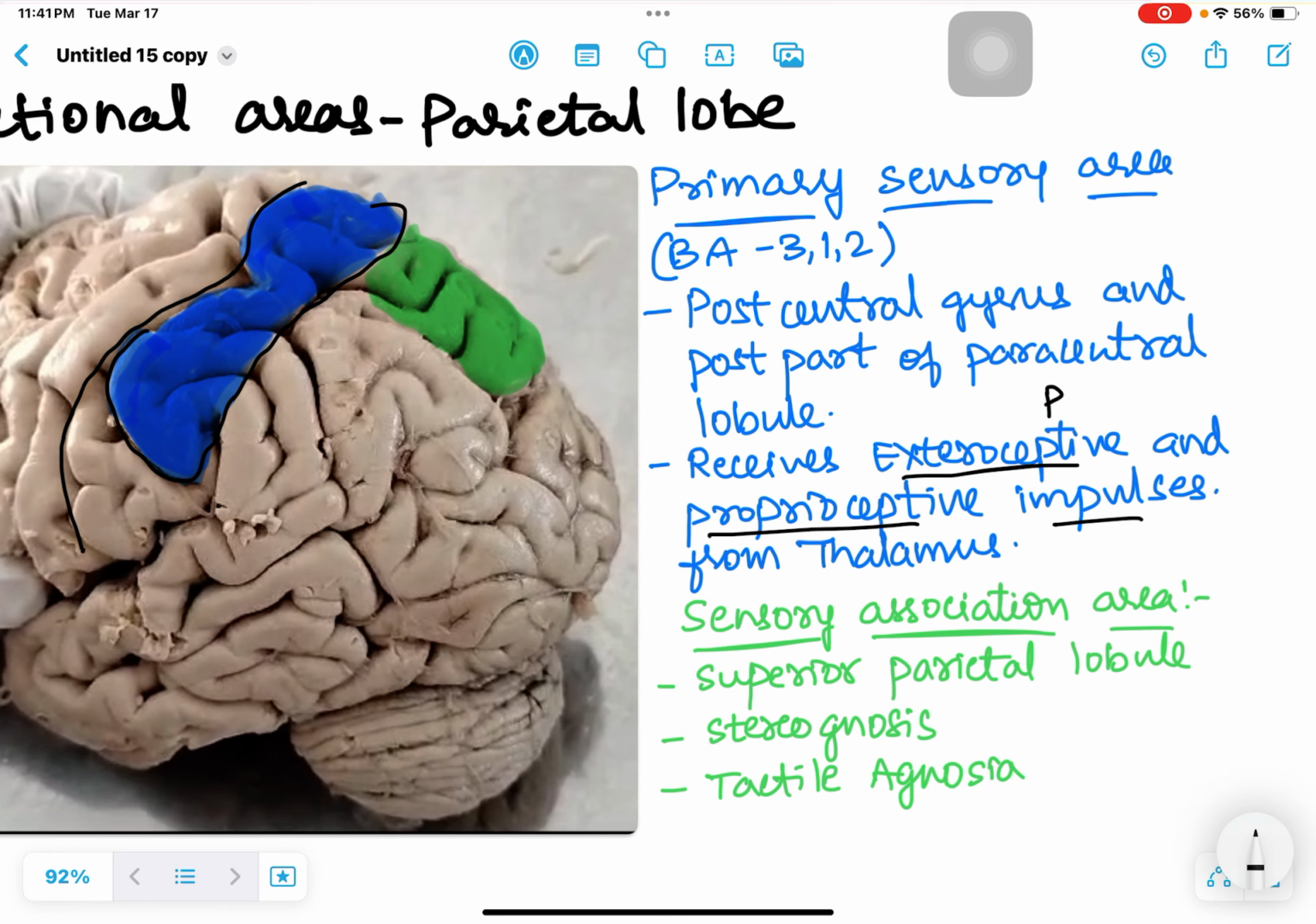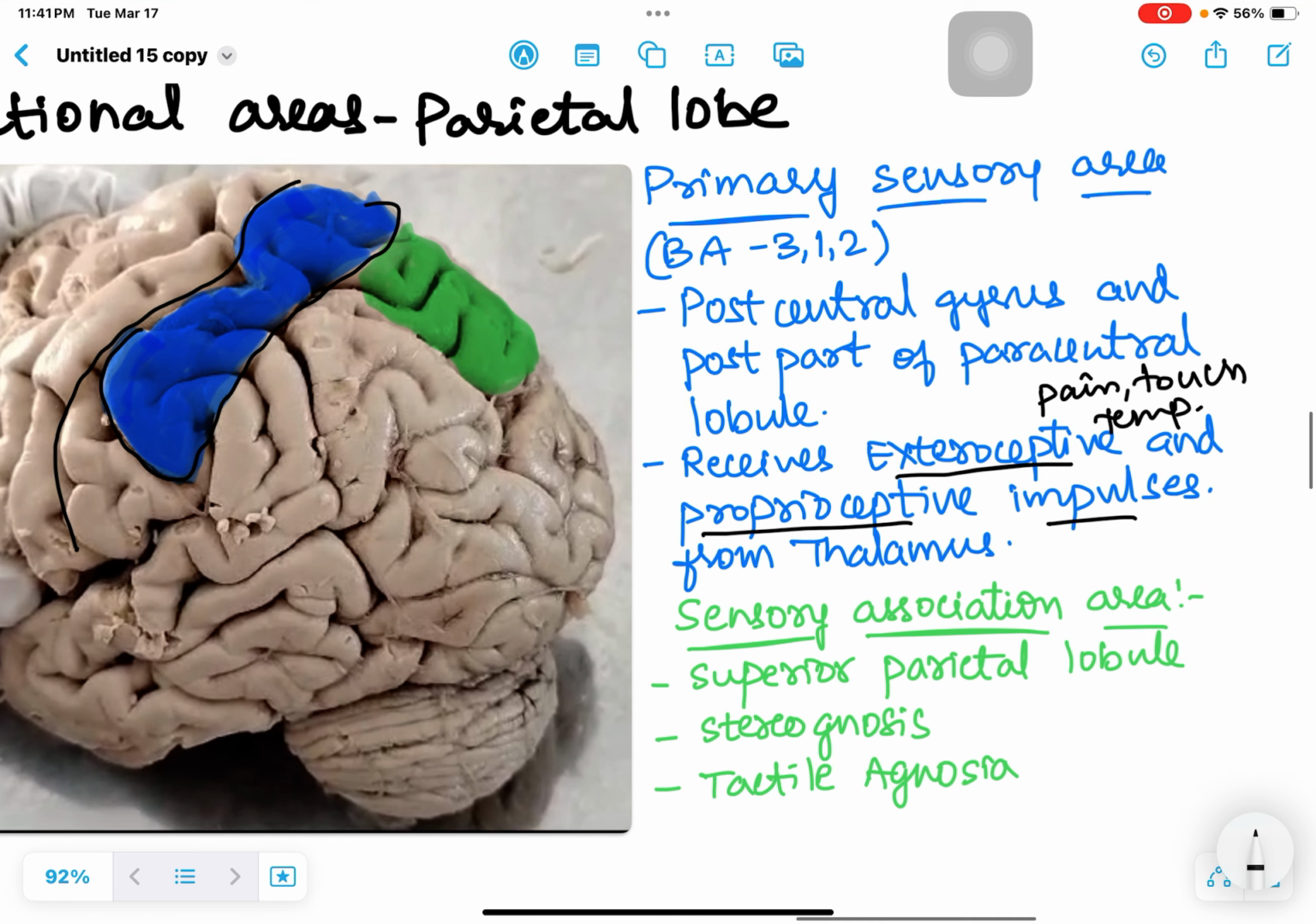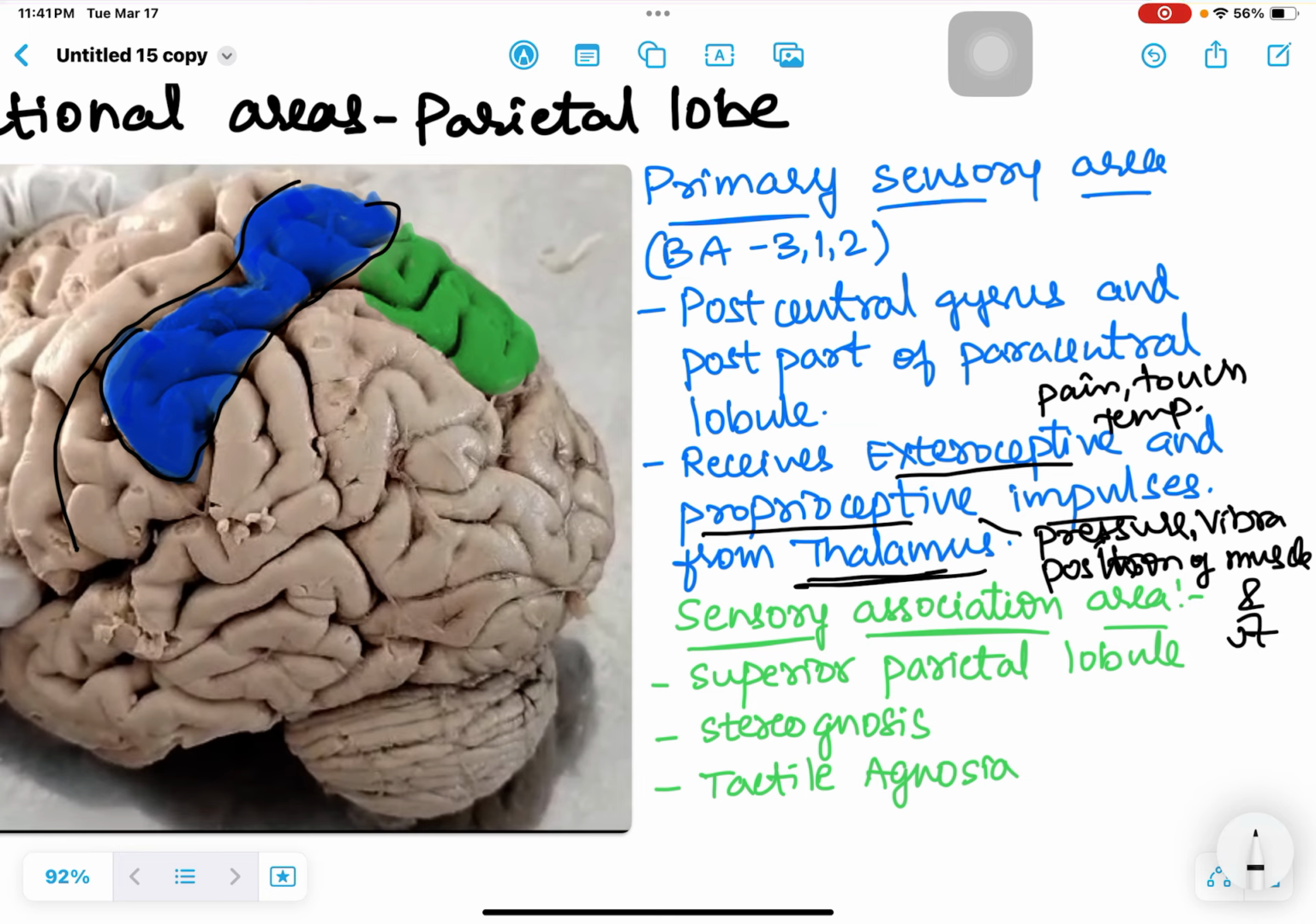Exteroceptive means pain, touch, temperature sensation, and proprioceptive means pressure, vibration, posture, position of muscle and joints. So this is proprioception. Any sensory information from our body mainly relates to the thalamus.